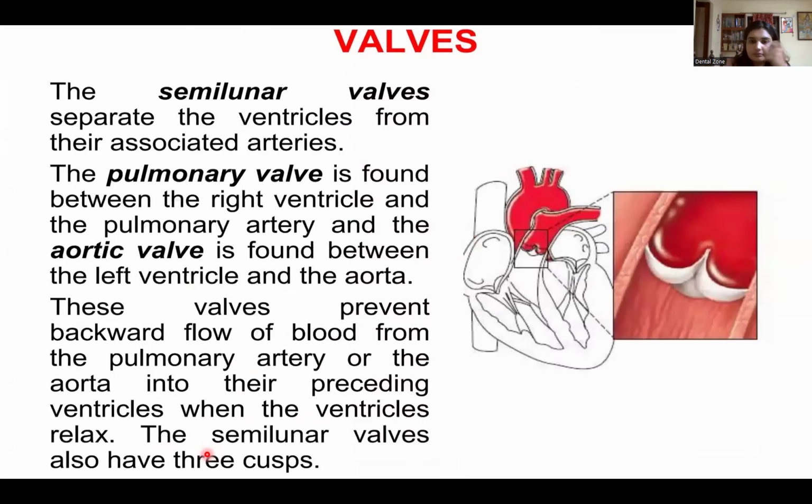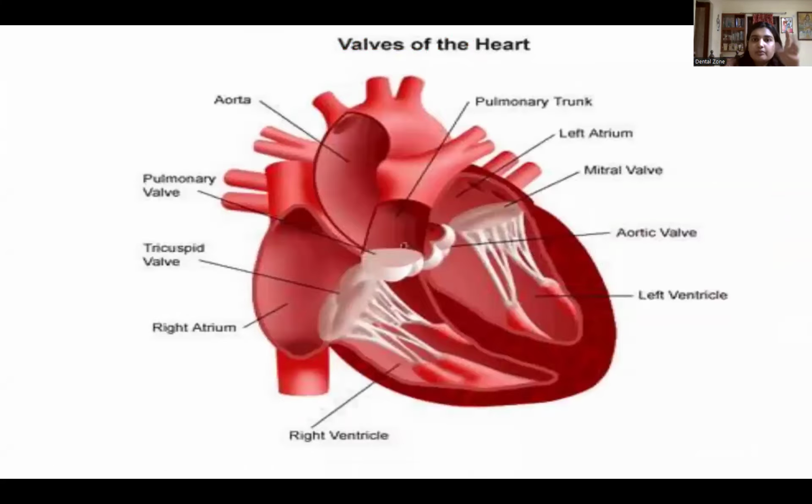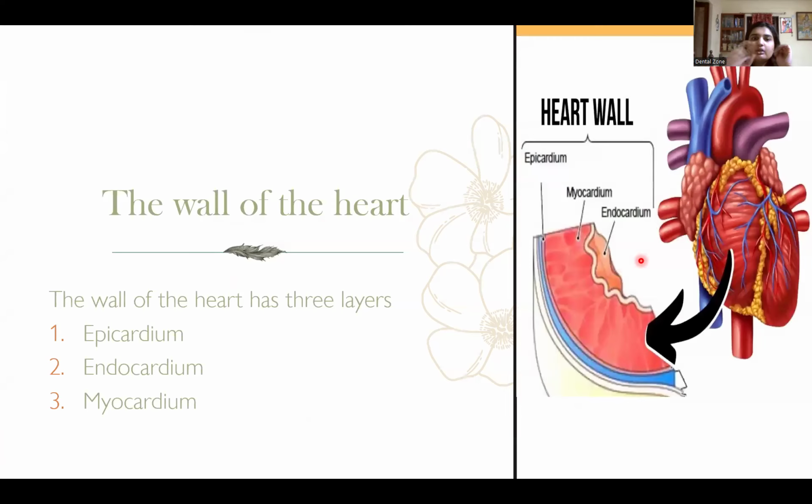Then the semilunar valves separate the ventricles from the associated arteries. Okay, why am I saying arteries and veins? Because for systemic circulation, it is connected with the artery. For pulmonary circulation, it is connected with a vein, right? And the semilunar valves have three cusps. So the valves of the heart, as we saw, are the tricuspid valve, pulmonary valve, mitral valve, and the aortic valve, right? Four valves. The wall of the heart is made up of three layers, right?